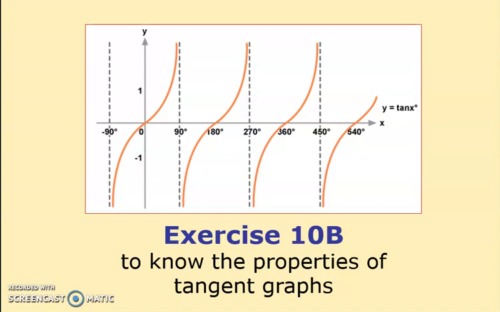Hi there, this is exercise 10b. Last lesson we looked at the properties of the sine and cos graphs, and we wrote down some standard rules to interpret how to go from one to the other and back again. This is looking at something similar, but now for the tangent graph. So with it like this will make sense.